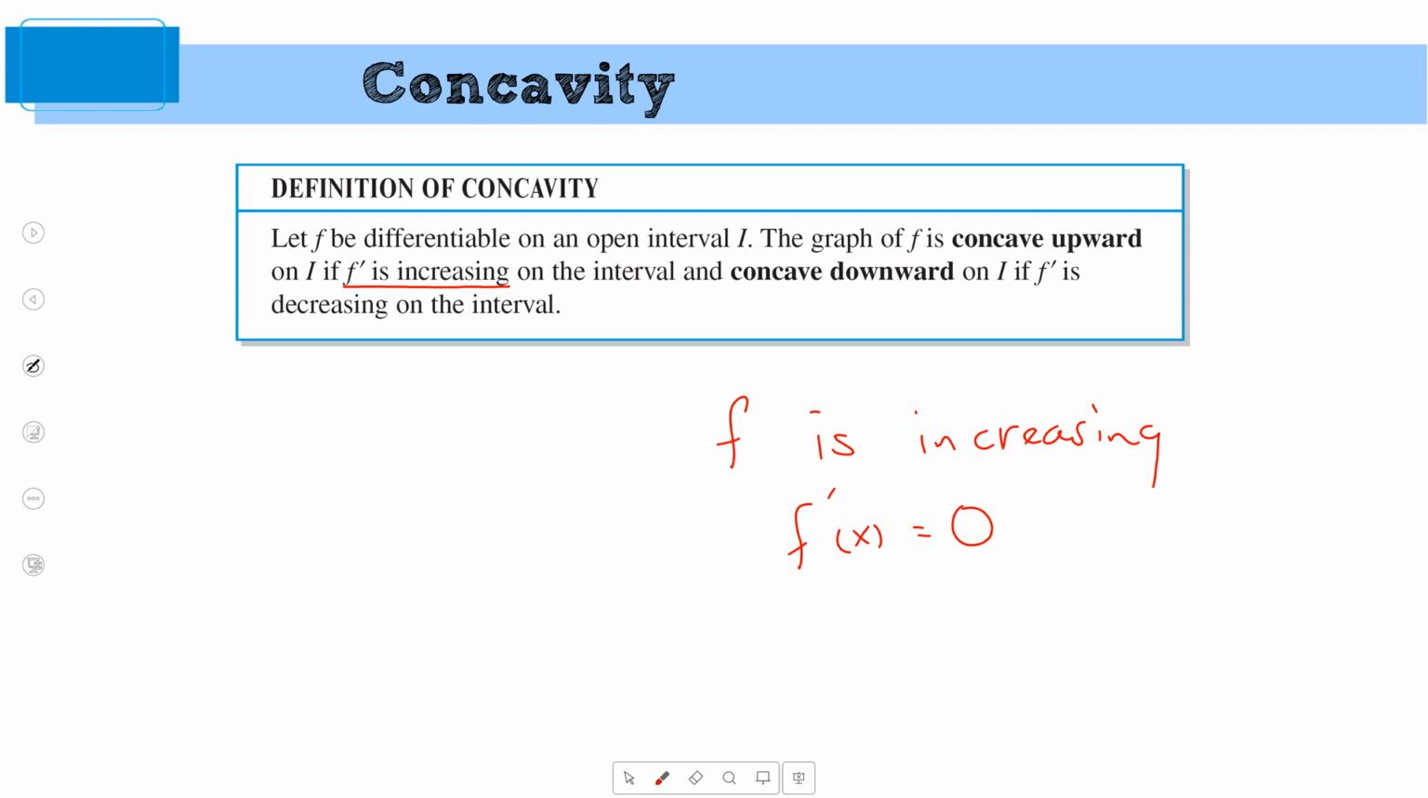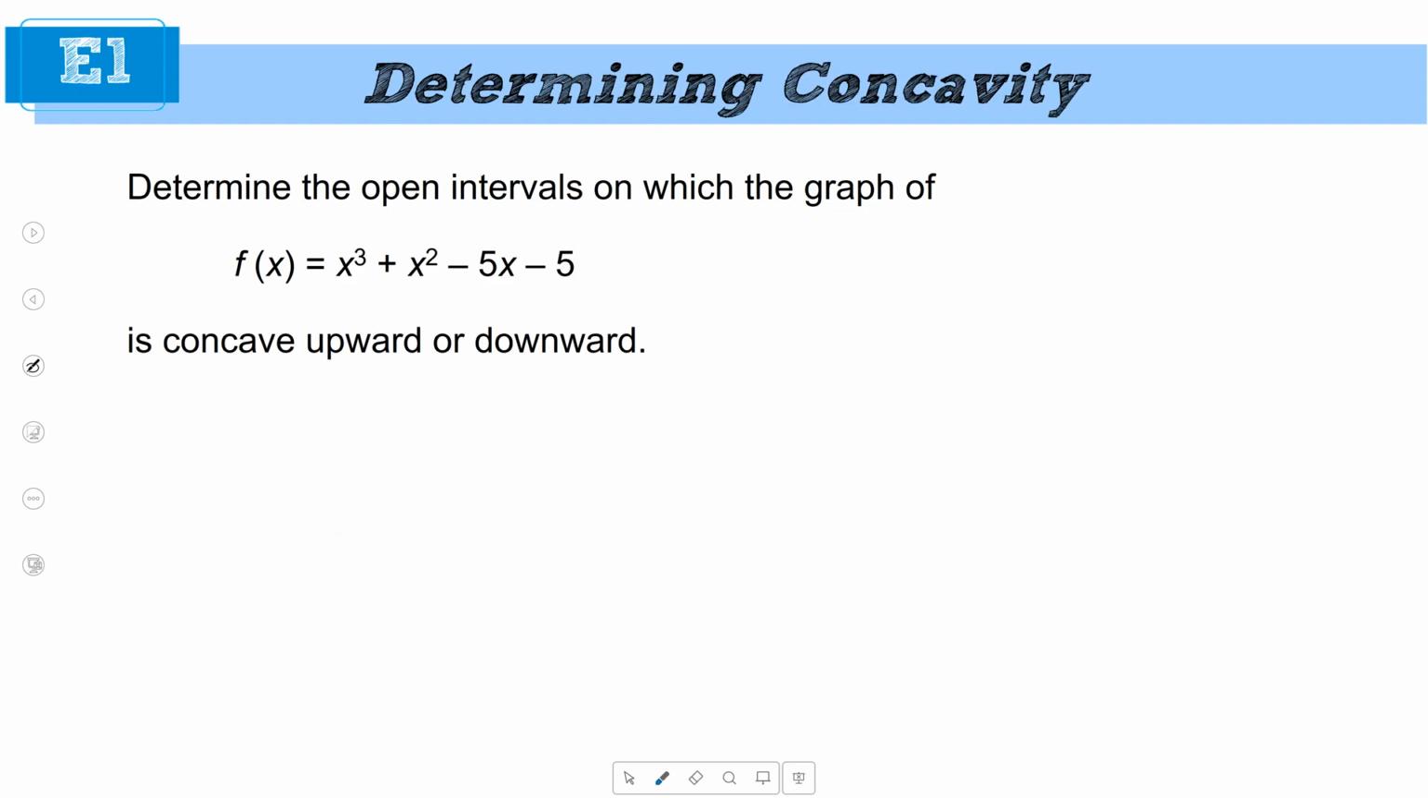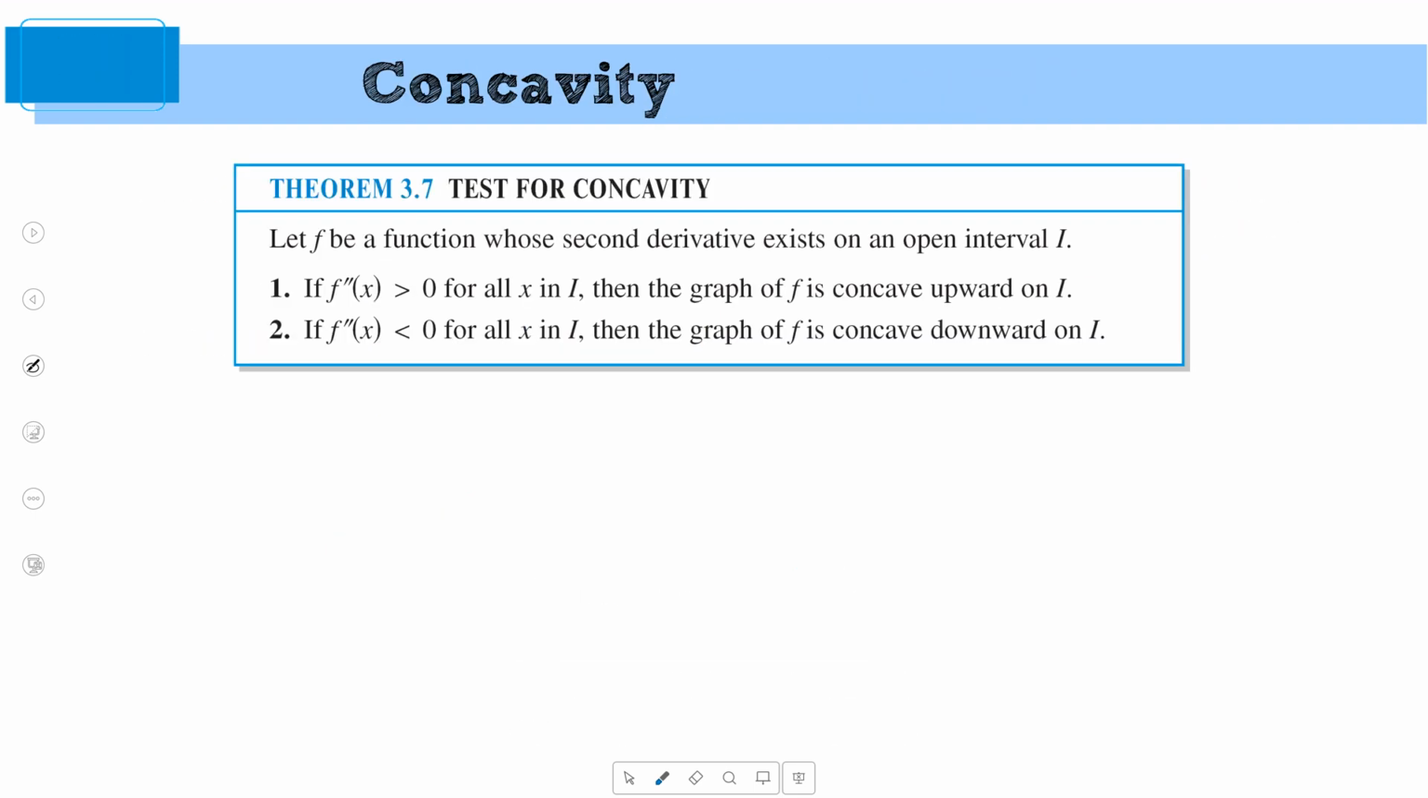How would I figure out where f prime is increasing? Take the derivative. What's the derivative of f prime? F double prime. And set that equal to 0. Find the critical numbers, test regions. So that's the fancy definition of concavity. What we're going to use more frequently is this definition. Even though they call it a test for concavity, this to me makes more sense.